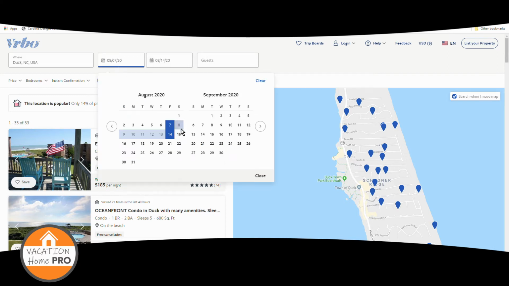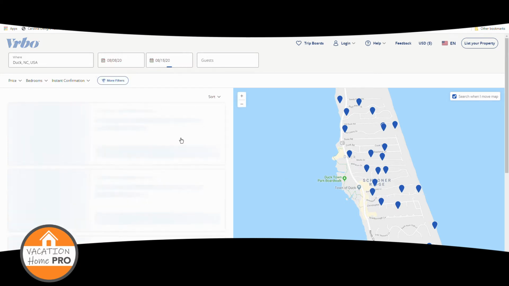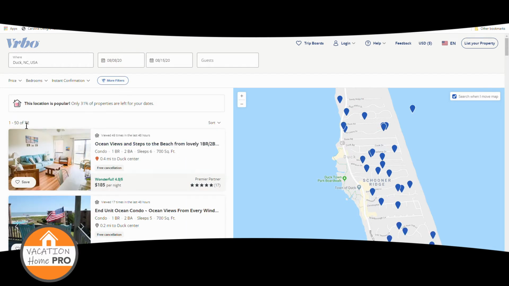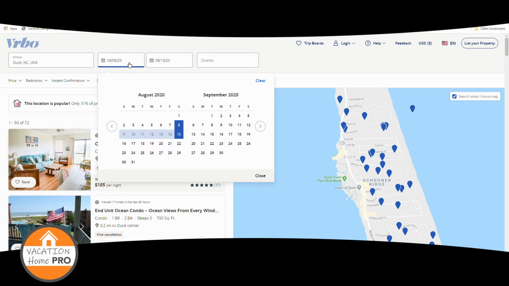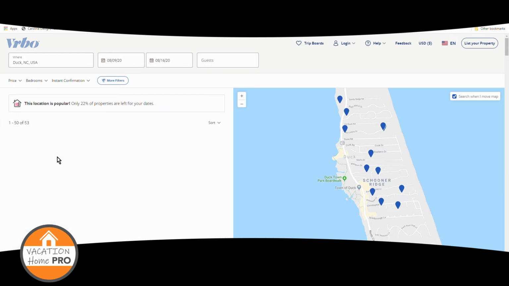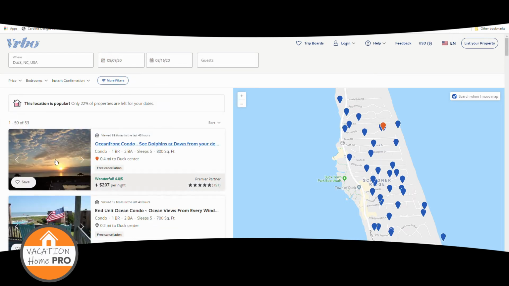So I'm going to go back and play around, and we're going to check the Saturday check-ins. And 72 are available on Saturday. So between Friday and Saturday, we've got a total of 105 that are available. And let's also check the Sunday and see which properties are available on the Sunday turnover.